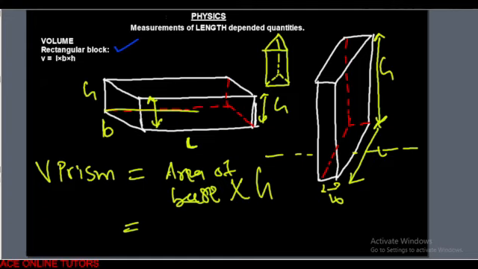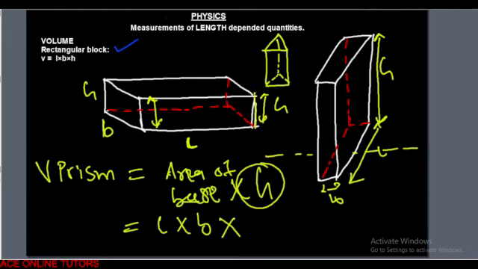The base here is actually a rectangle. And what's the area of a rectangle? The area of a rectangle is just the breadth multiplied by the length, or the length multiplied by the breadth. So we have length times breadth, multiplied by the height. This is the height, so you just multiply it with the height. That's how we get LBH. This is how we calculate the volume of a rectangular block.